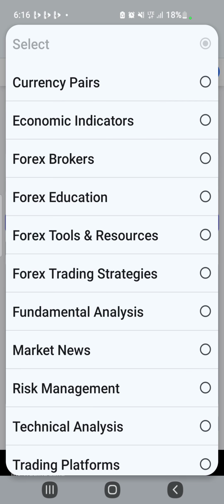Then you have different categories. We have currency pairs, we have economic indicators, we have forex brokers. Maybe you have a forex broker that is not giving you money or that is not doing well for you in general. You want to see other people's opinion, you can also drop it in terms of a question.